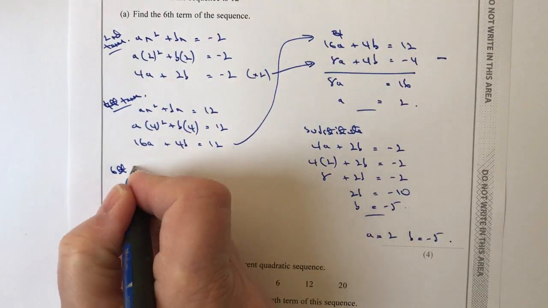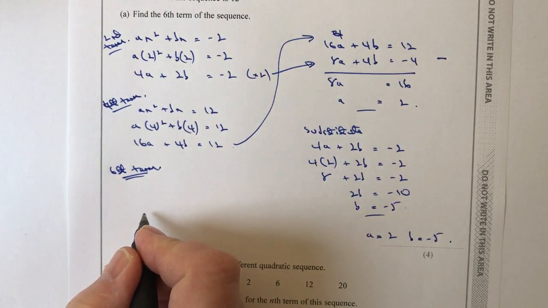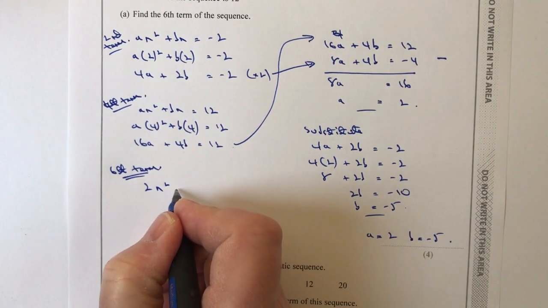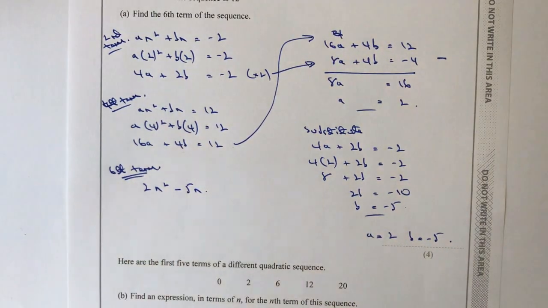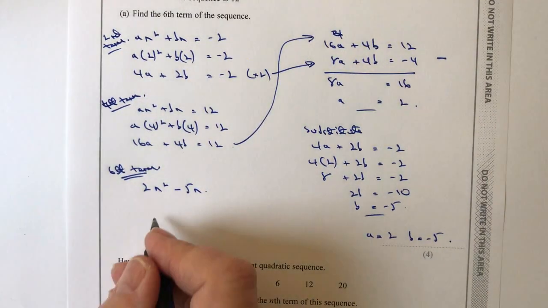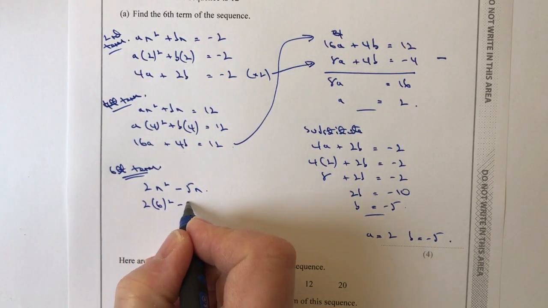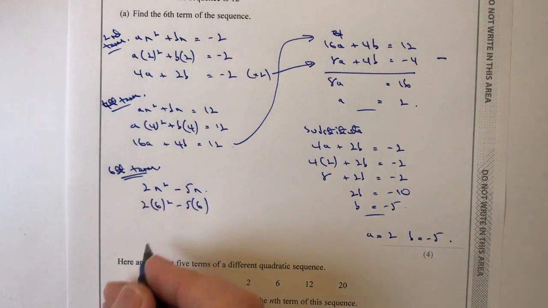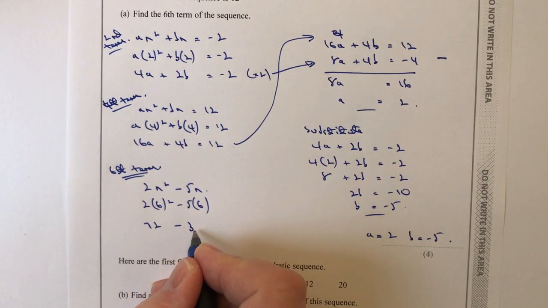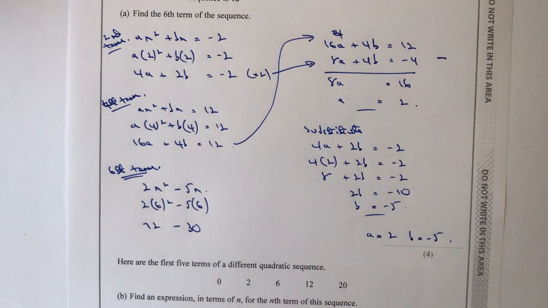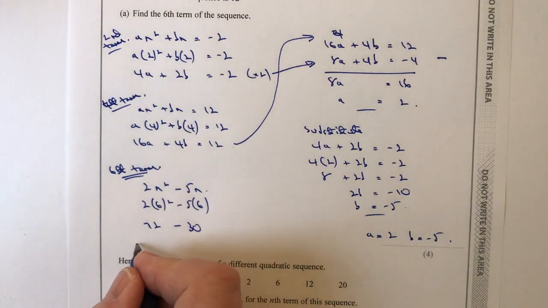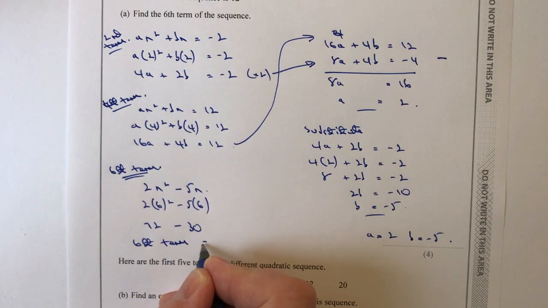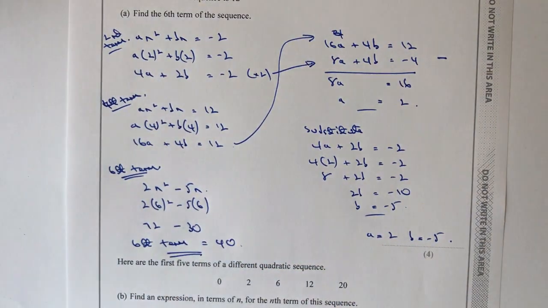So to find the sixth term, I've now got my actual formula, which is 2n squared minus 5n. The sixth term is where n equals 6, so 2 times 6 squared minus 5 times 6. You could pop that in a calculator, but I'll work it out as mental arithmetic. 6 squared is 36, and 36 times 2 is 72, minus 5 times 6 is 30. And 72 minus 30 means that the sixth term would equal 40. Hope you've been able to follow through the reasoning on that.